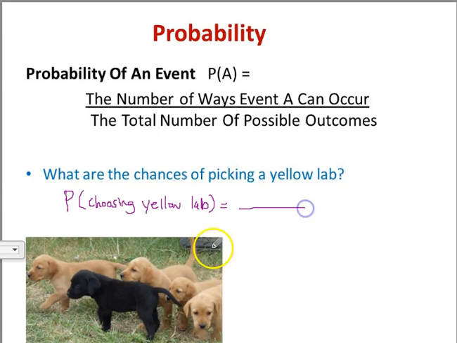The number of ways that we can choose a yellow lab: there's 1, 2, 3, 4 yellow labs to choose from. And then what is the total number of outcomes? Well, there's 1, 2, 3, 4, 5 puppies to choose from, so the total number is 5. So the probability of choosing a yellow lab would be 4 over 5.